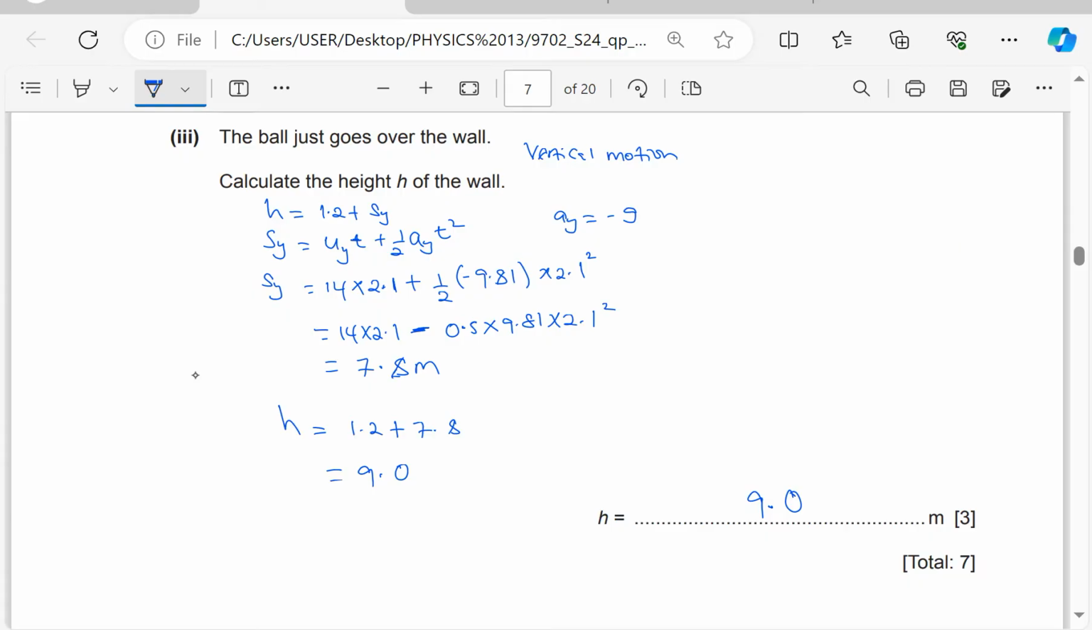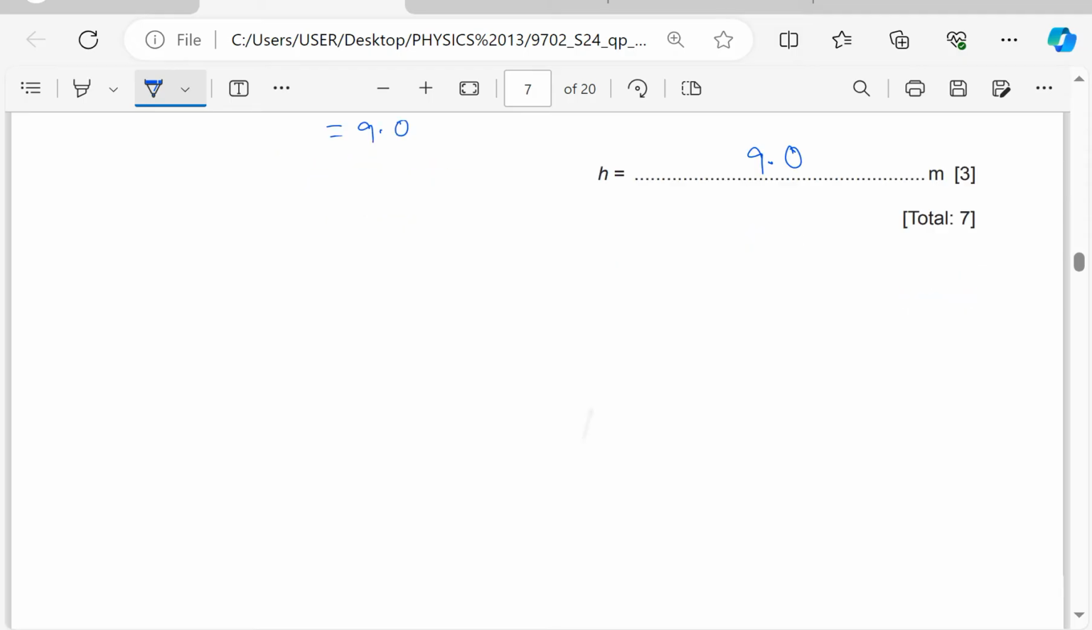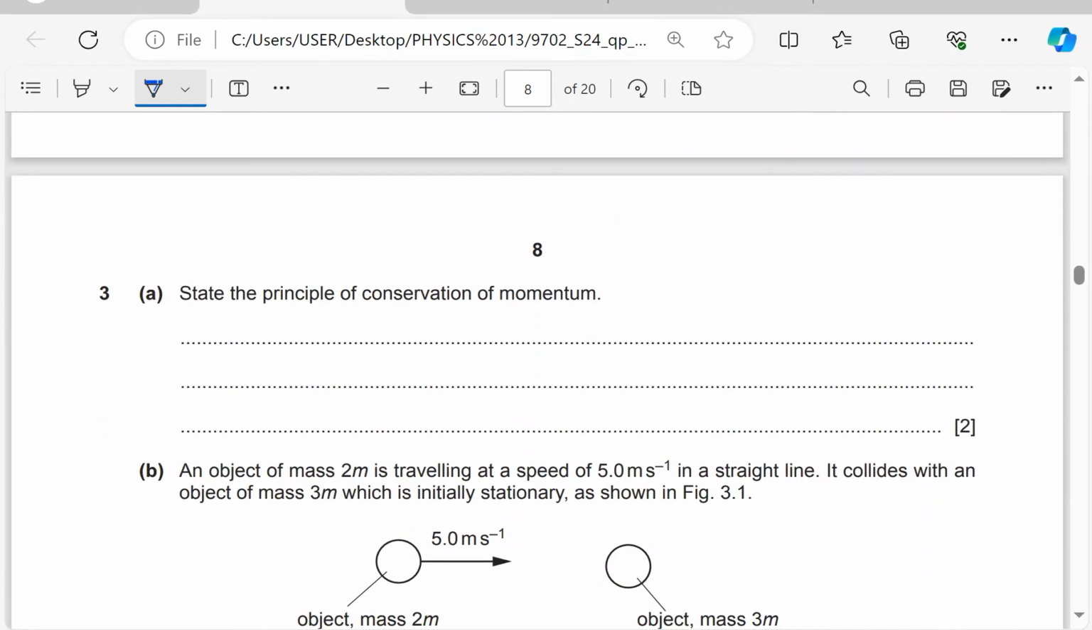The tolerance, I think, can be determined by the examiners while marking. Then state the principle of conservation of momentum. That is question number 3. We normally state this principle wrongly. For those of you who have been watching my videos, these papers must have been the simplest papers you have ever seen, because they are almost a repeat of the questions done in the past.